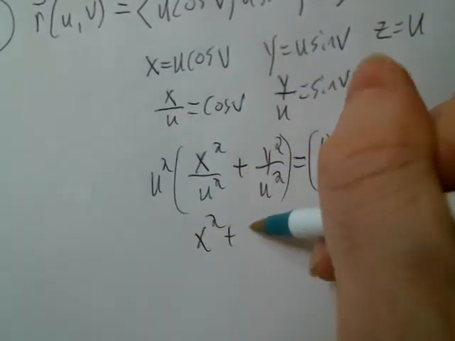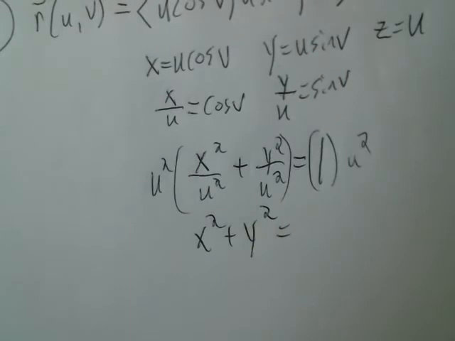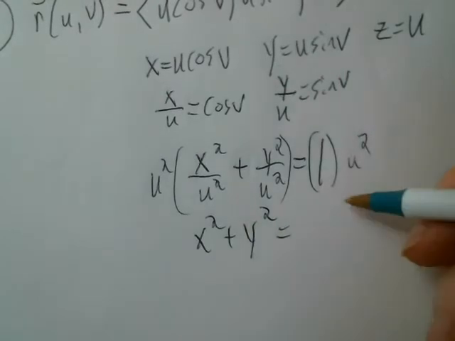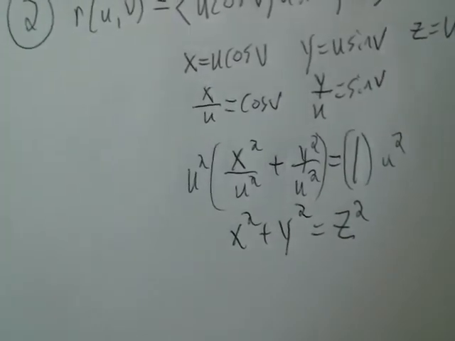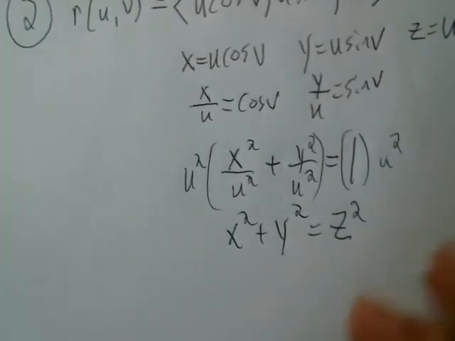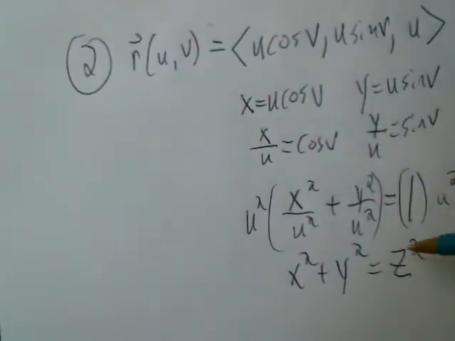And you end up with x squared plus y squared equals u squared, but u squared, of course, is just z squared. And then you start thinking, all right, this is like a chapter 11 problem where I'm identifying the quadric surface, right? So you could look at the cross sections if you so wish.